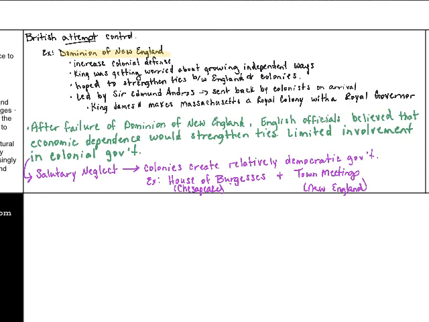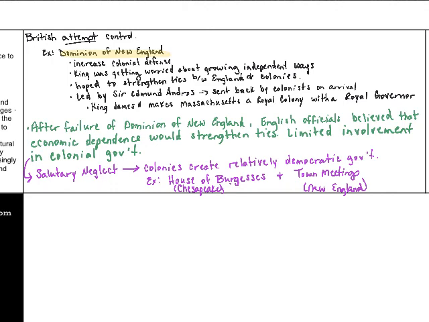And so after the failure of the Dominion of New England, they come to believe that perhaps that sort of strict enforcement and that strict monitoring of relationships just isn't going to work for the colonies. And Britain believed that as long as the colonies were economically tied to England, that economic dependence would strengthen ties. And so they really, at this point, limit their involvement in colonial government. So, that's salutary neglect. They're not enforcing laws, but they're also sort of turning a blind eye and giving passive permission for the colonial regions to develop their own governments.